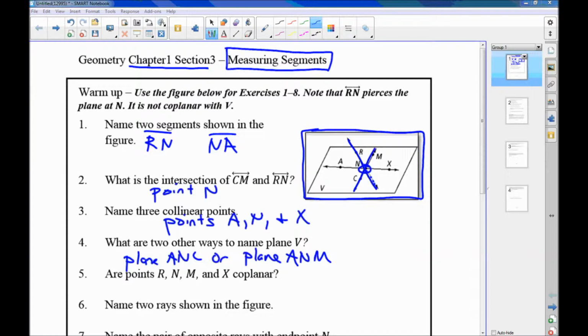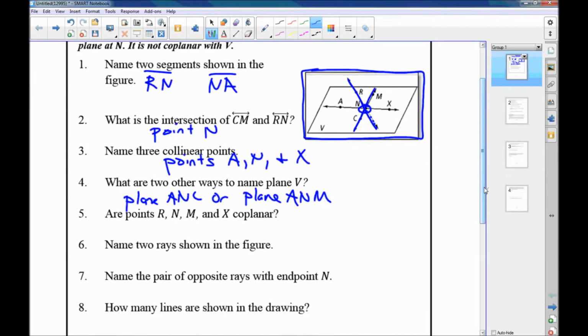Okay, are points R, N, M, and X coplanar? So are they all on the same plane? So let's see. I'm going to erase some stuff so I can see what's going on a little better. And I'm going to go ahead and dot all those points. So there's R, there's N, there's M, and here's X. So N, M, and X are on the same plane. They're all on plane V.